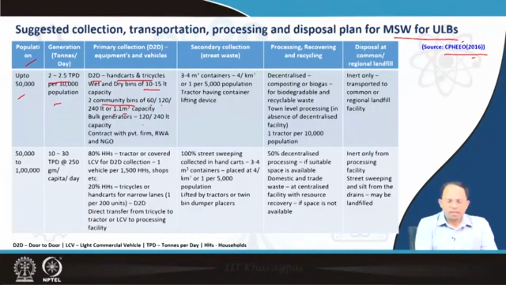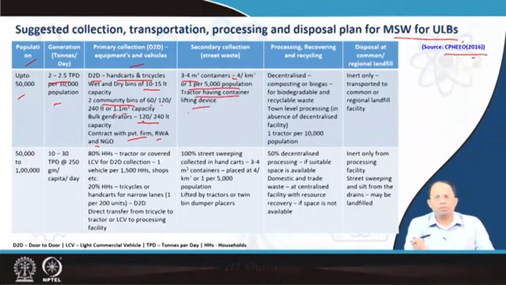Bulk generators: capacity of bins should be 120 to 240 liters, and contracts will be given to private firms, resident welfare associations or NGOs. And similarly for secondary collection, so this is for primary collection. For secondary collection, 3 to 4 meter cube containers, 4 per square kilometer, that is, for every square kilometer there are 4 such containers, or 1 per 5,000 population. And tractors having container lifting devices could also be utilized.